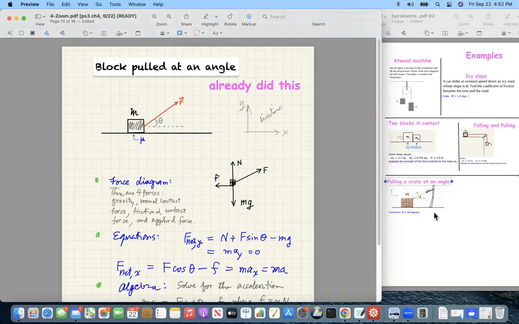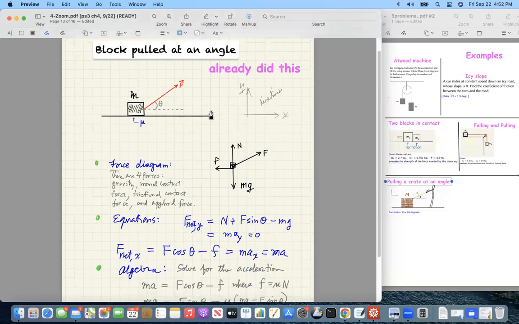Block pulled at an angle. That's one of the problems. That's like this problem on the homework assignment. So the two blocks in contact is on the assignment. The falling and pulling is on the assignment. Pulling a crate at an angle, that's also on an assignment. We sort of already did this, although I went over it quickly.